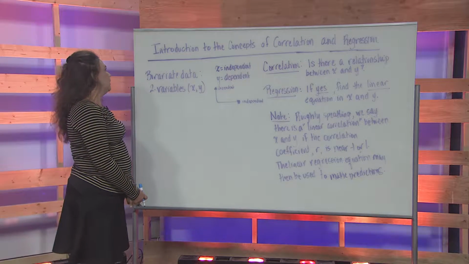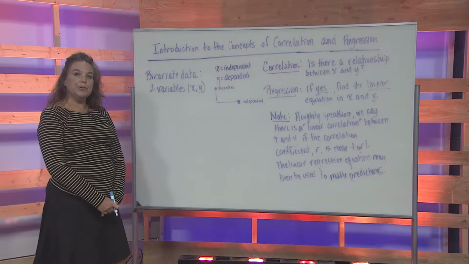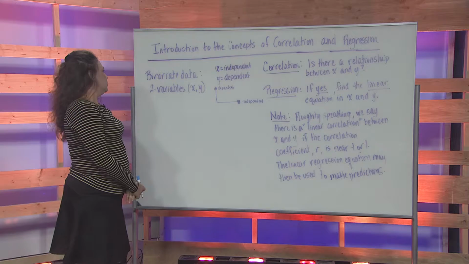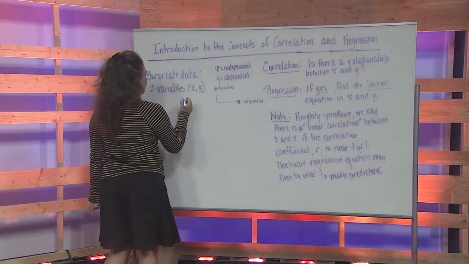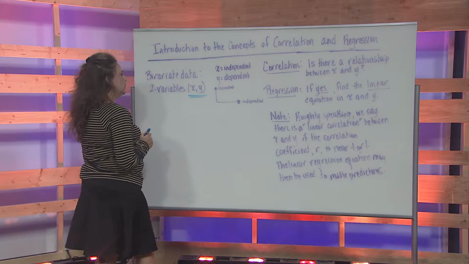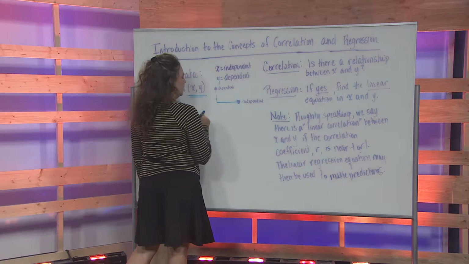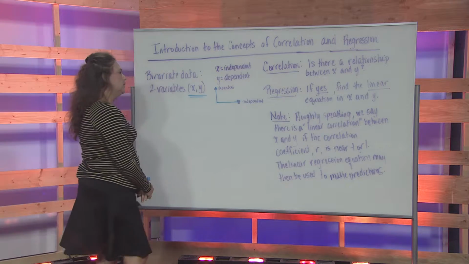In this video, we're going to look at the introduction to the concepts of correlation and regression. So I have a few notes here. We're going to be talking about bivariate data, or data in two variables, and we're going to reference X and Y. X is our independent data, so a little x-axis here, and Y is the dependent data.